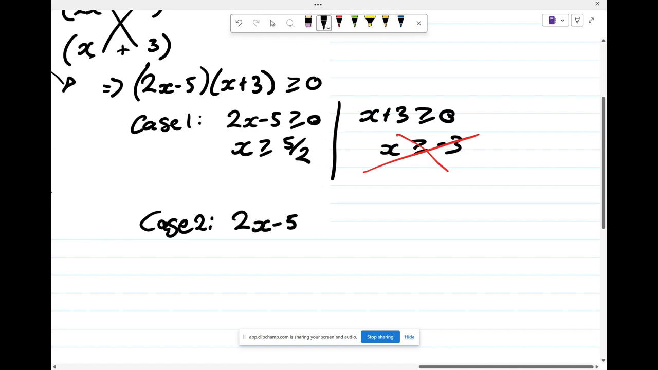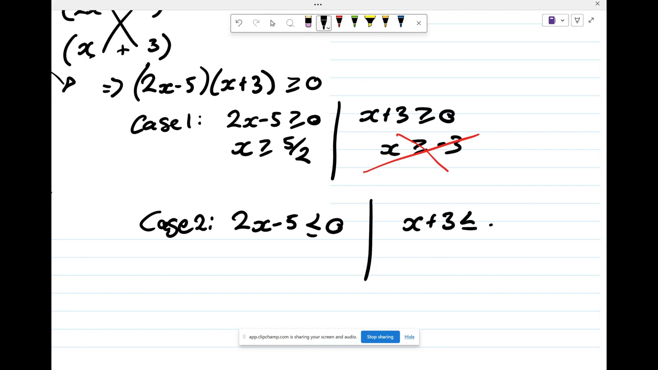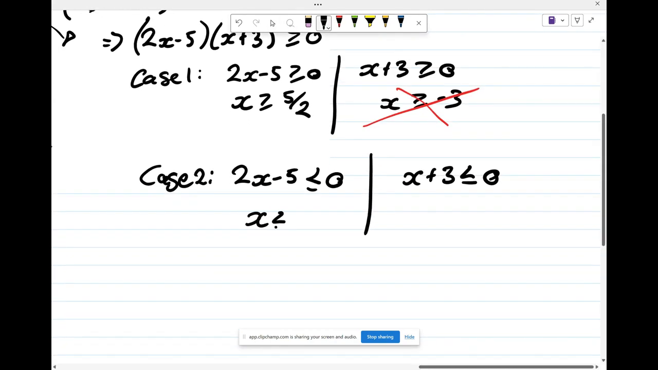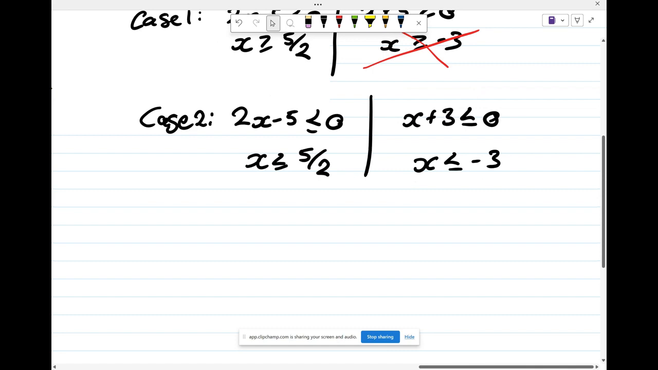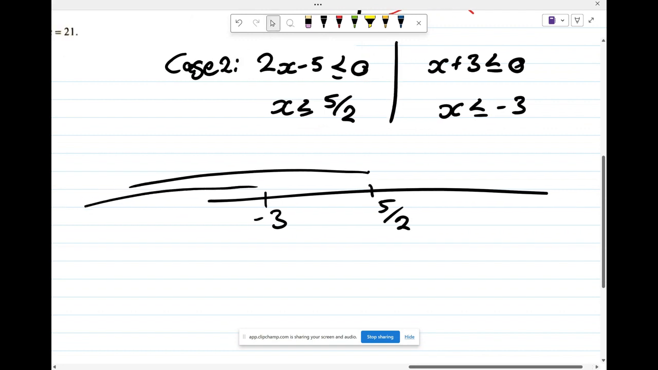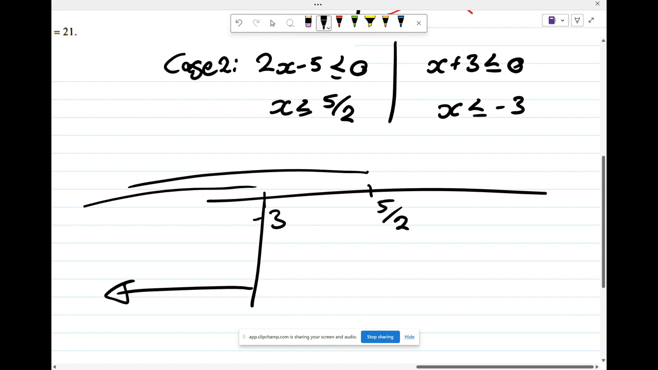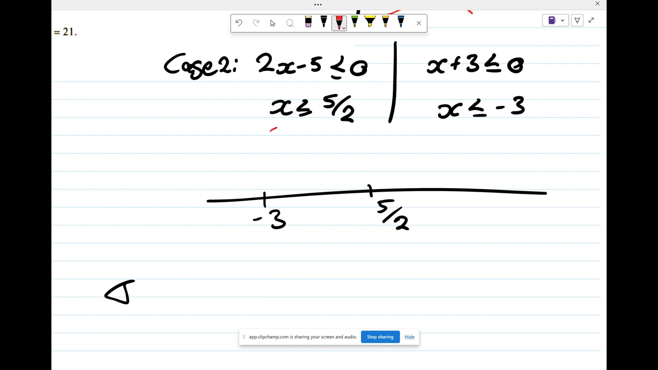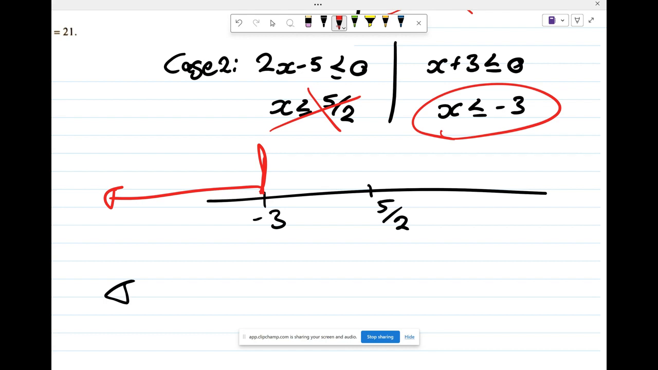This was when both things are negative, so 2x minus 5 is less than or equal to 0, and x plus 3 is less than or equal to 0. So this means that x is less than or equal to 5/2, and x is less than or equal to minus 3. Same kind of deal. If we do minus 3, 5/2, we want everything less than 5/2 and everything less than minus 3. Everything less than minus 3 is already less than 5/2. So we can ignore this one here and choose this one because everything to the left of this line is already automatically to the left of this line. So let's do that.